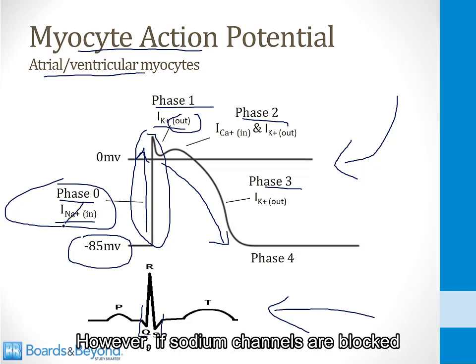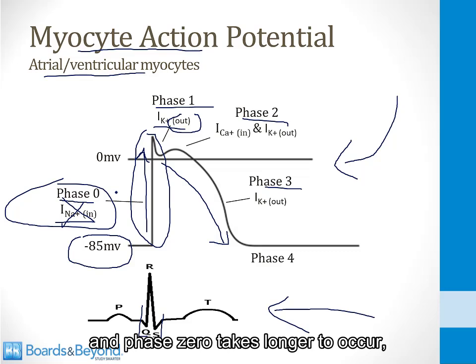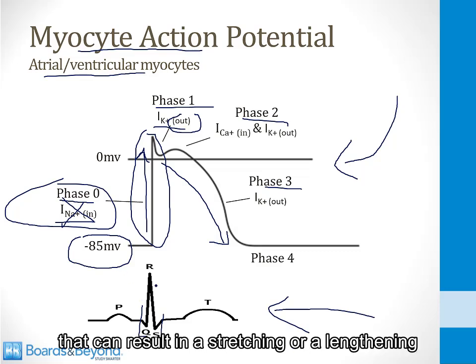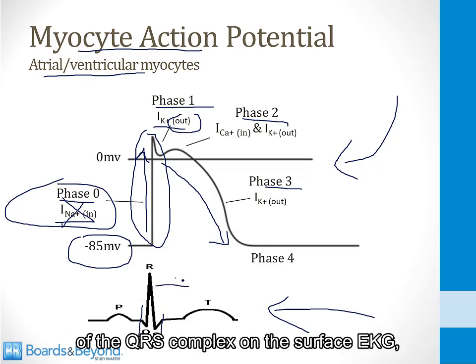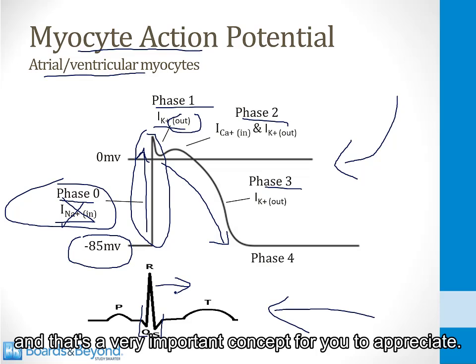However, if sodium channels are blocked by an antiarrhythmic drug and phase 0 takes longer to occur, that can result in a stretching or a lengthening of the QRS complex on the surface EKG, and that's a very important concept for you to appreciate.